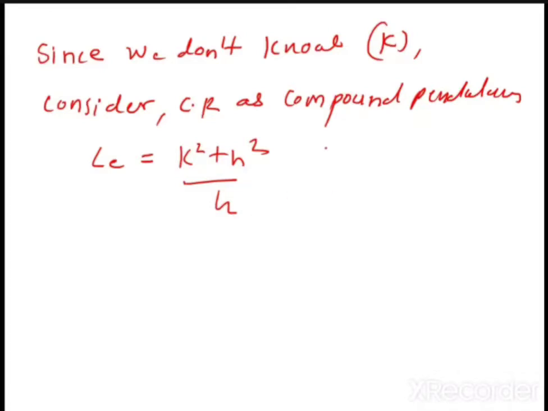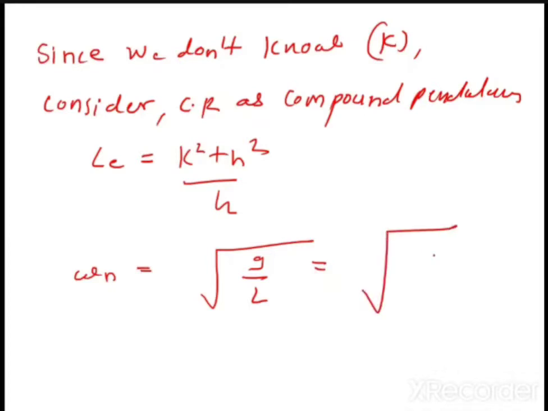Okay, it is correct. Now, what is omega n then? What is omega n? Omega n is G upon L. Remember the formula for omega n. It is nothing but the square root of G upon L.